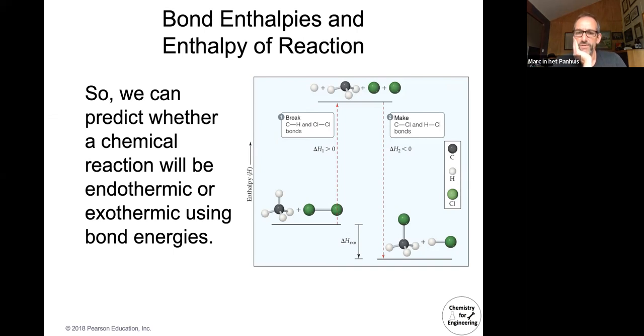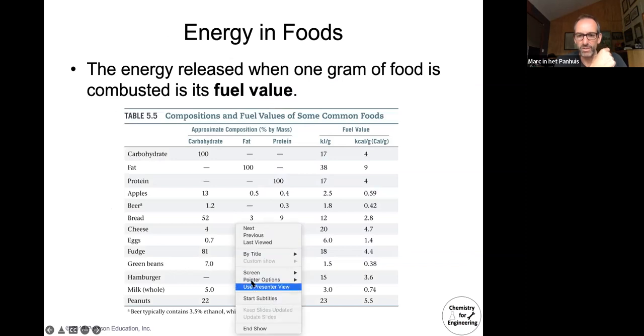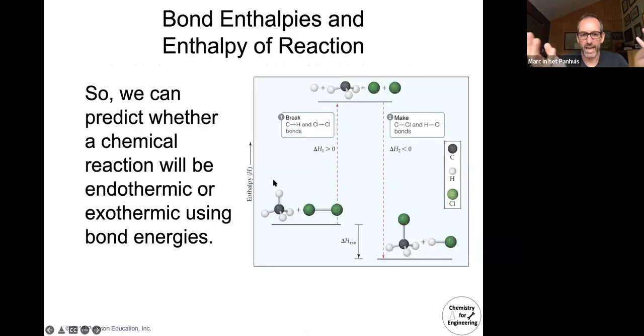So if we know the enthalpies, we can also talk about whether reactions are going to be endothermic or exothermic. So if we have methane and we have chlorine, it forms, we need to break some bonds, then we need to make some bonds. And if we look in the energy diagram, you'll see that there is energy being released. So that means that we can calculate what our endothermic and exothermic reactions are.